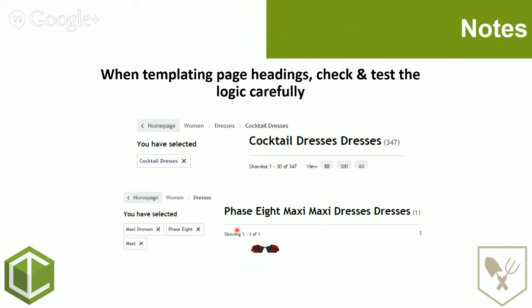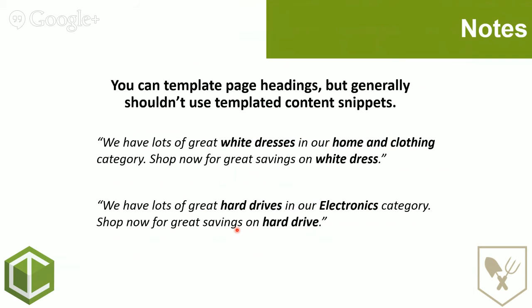When you're templating your page headings, you need to check and test the logic really carefully. We've got this example where obviously something has gone under the radar, and they've ended up with pages like facet, maxi, dresses, which is a nonsense term that no one's ever going to search for, and they could improve their relevancy by fixing this template.